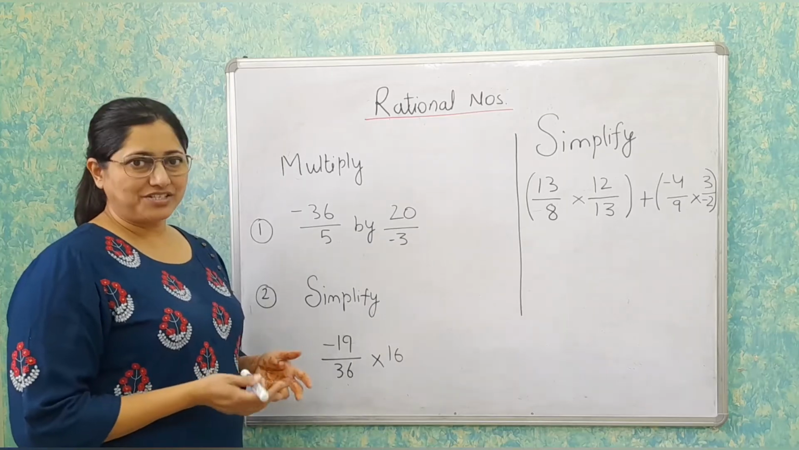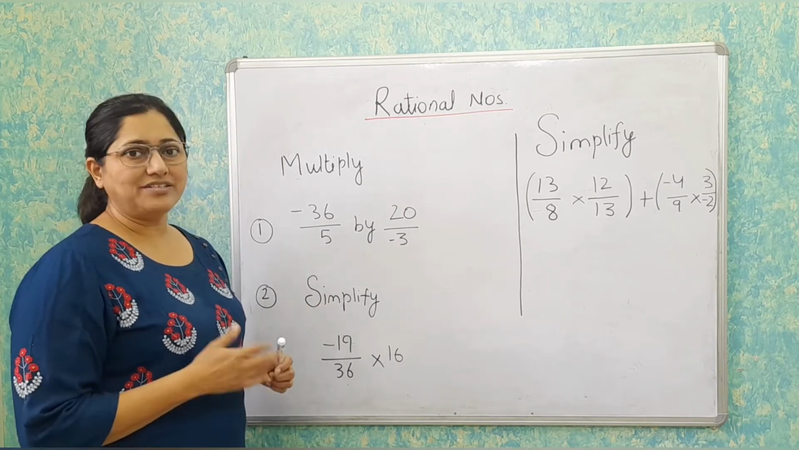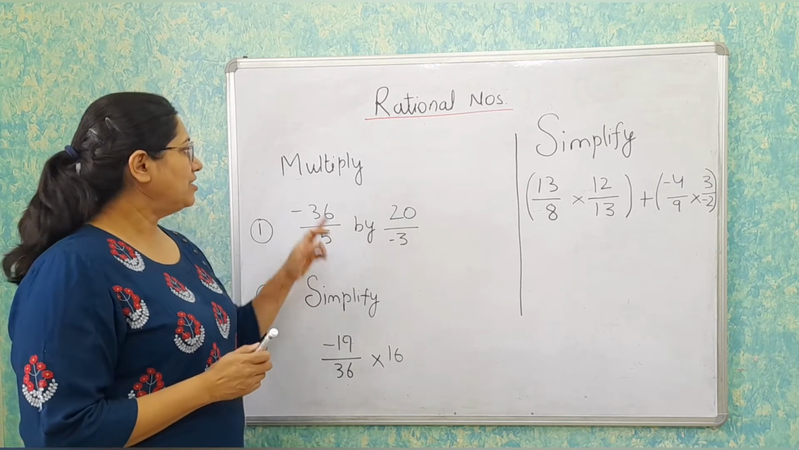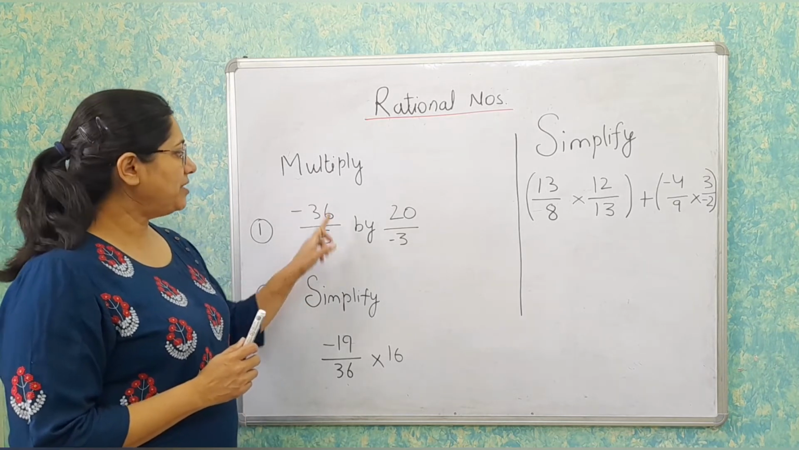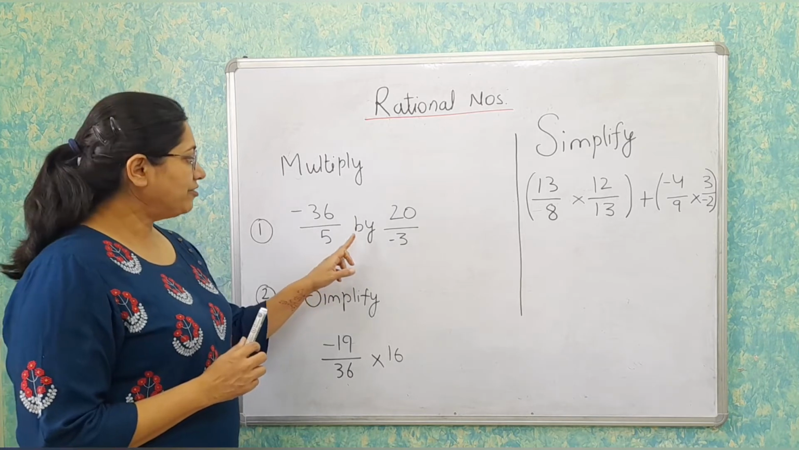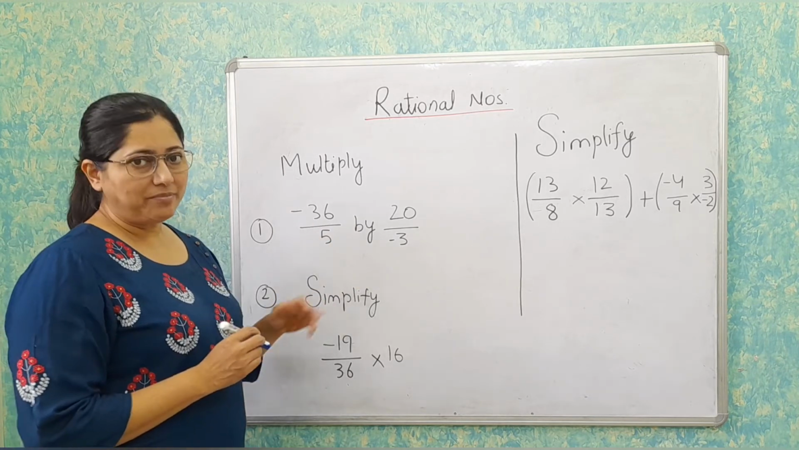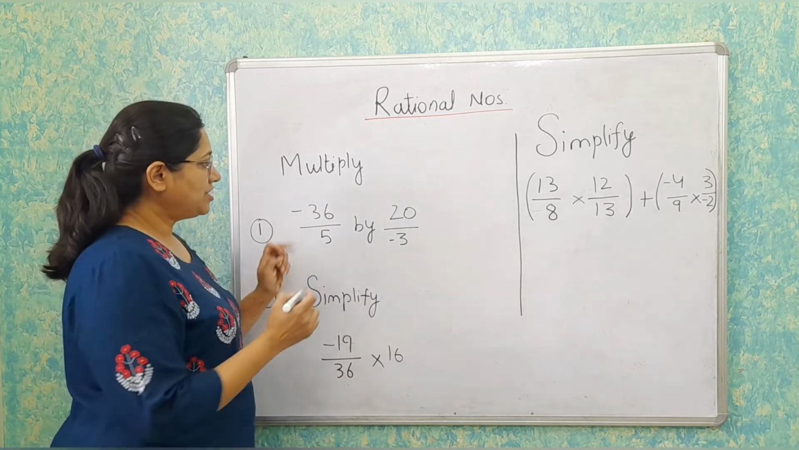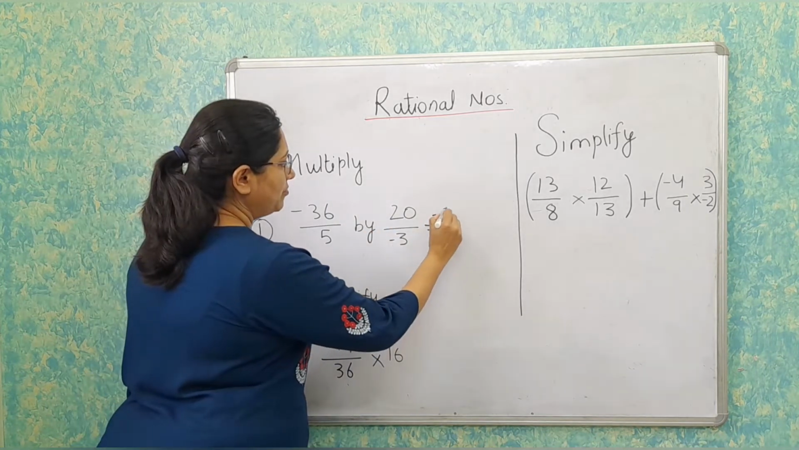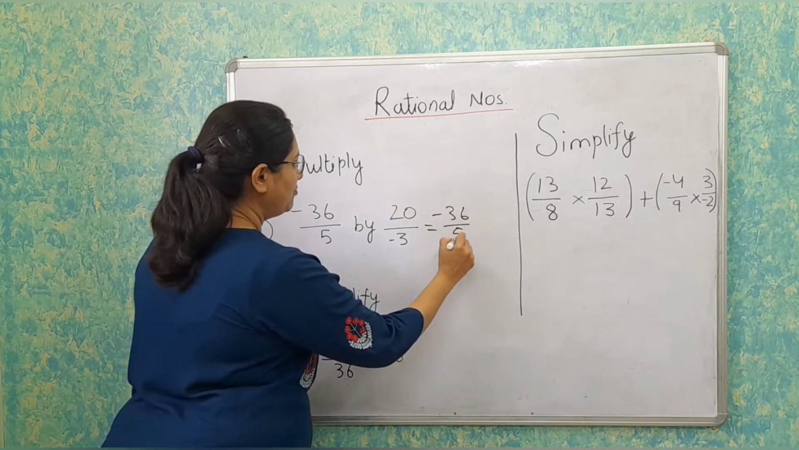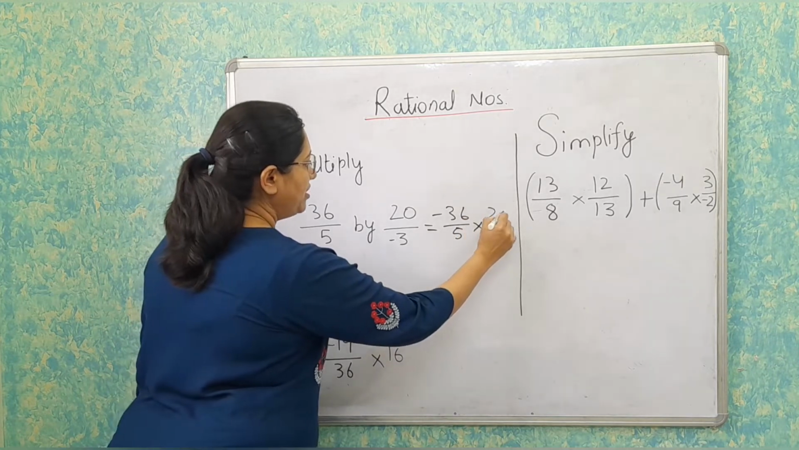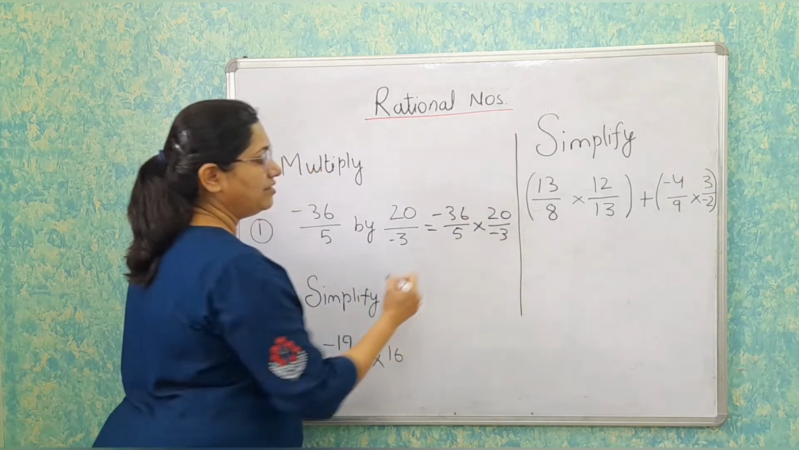Let's start with the last two parts of rational numbers, and that is multiplication and division. First we will learn how to multiply rational numbers. I will remove this with a multiplication sign first. So first I will write minus 36 upon 5 multiplied by 20 upon minus 3.